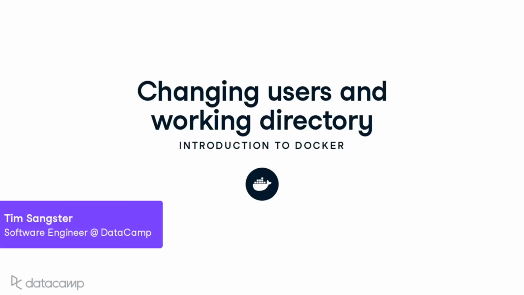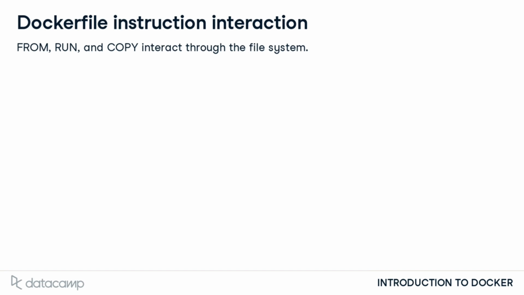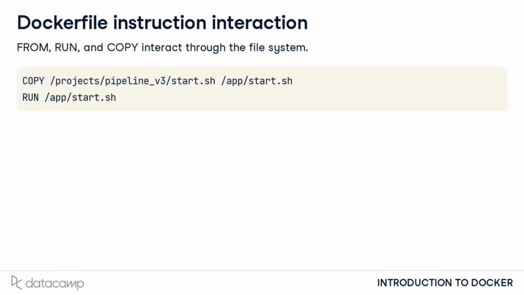Let's look at a new type of interaction between Dockerfile instructions. The FROM, RUN, and COPY instructions only affect the file system, not each other. If we copy a start.sh file from our local file system into an image, we can then use the RUN instruction to execute this file. The two instructions didn't change each other's behavior directly, but both used and changed the file system.